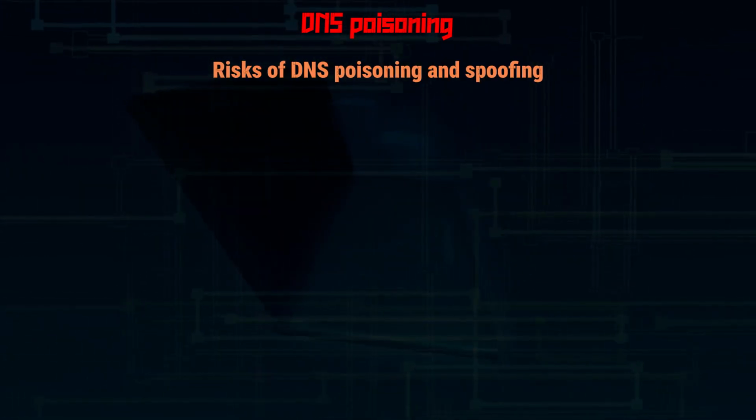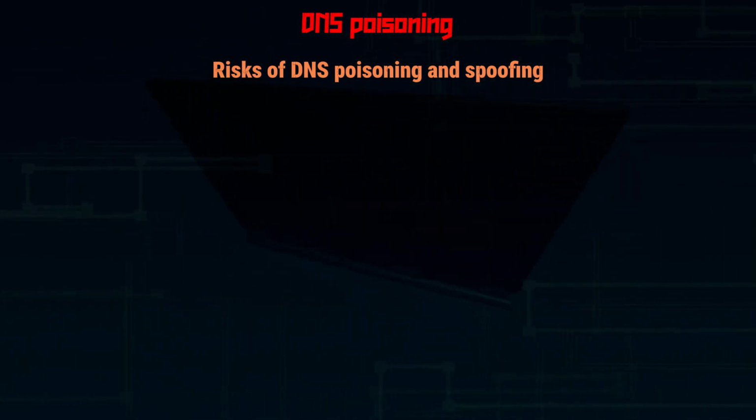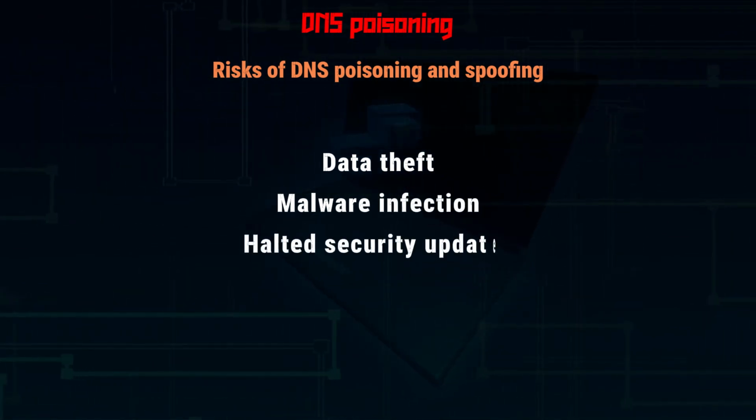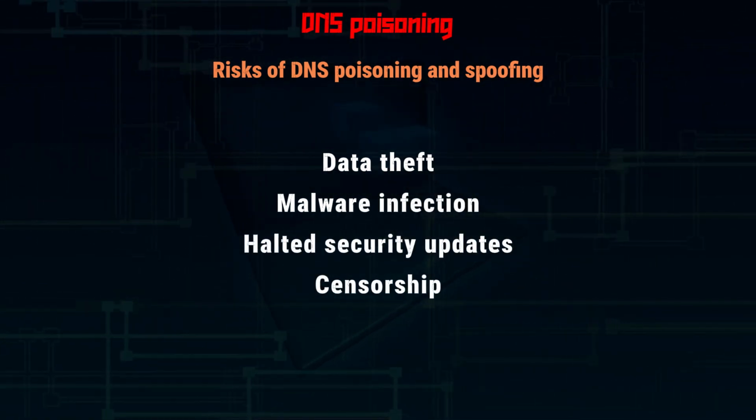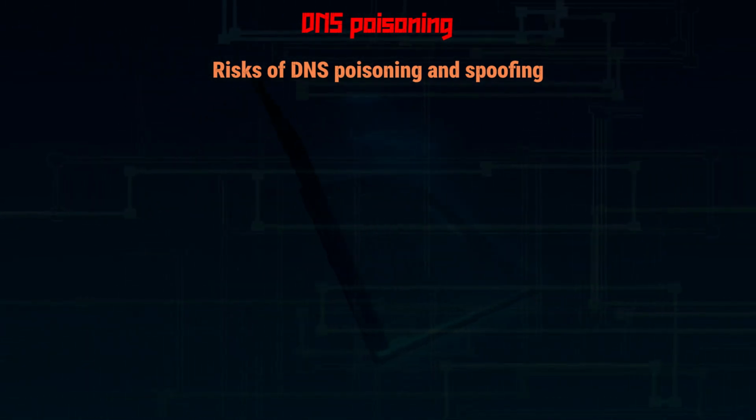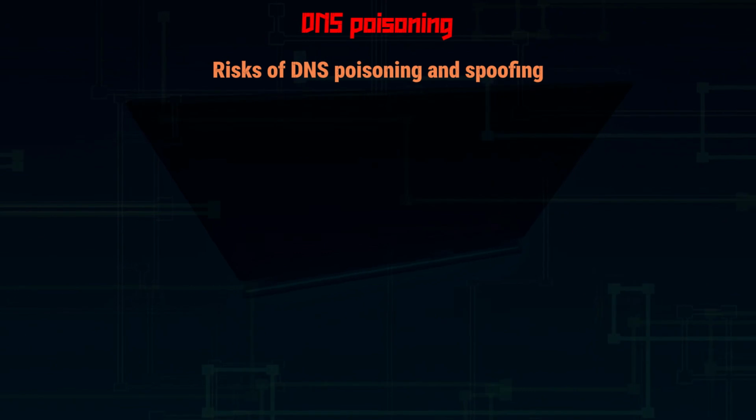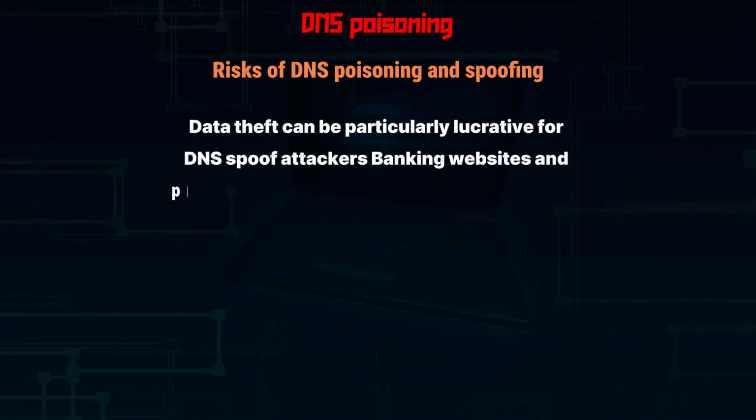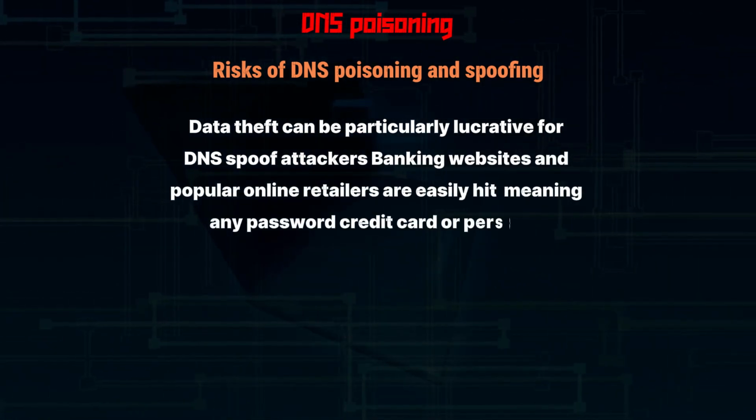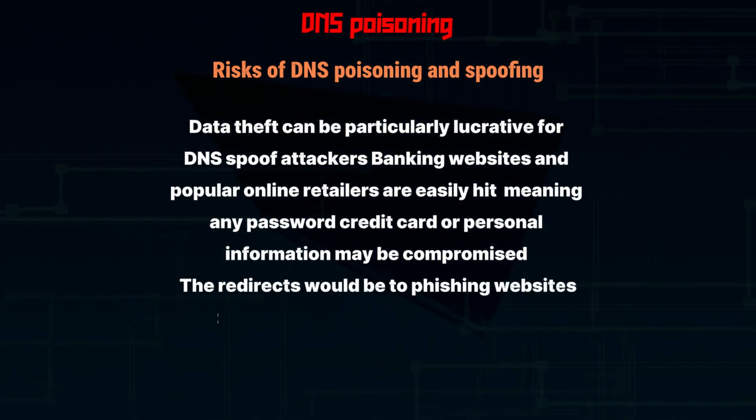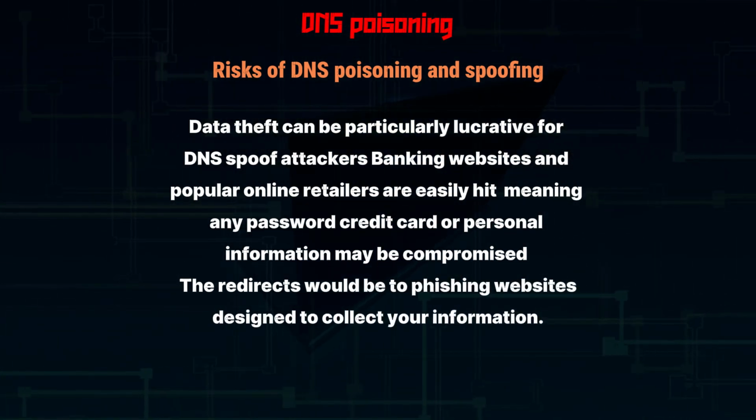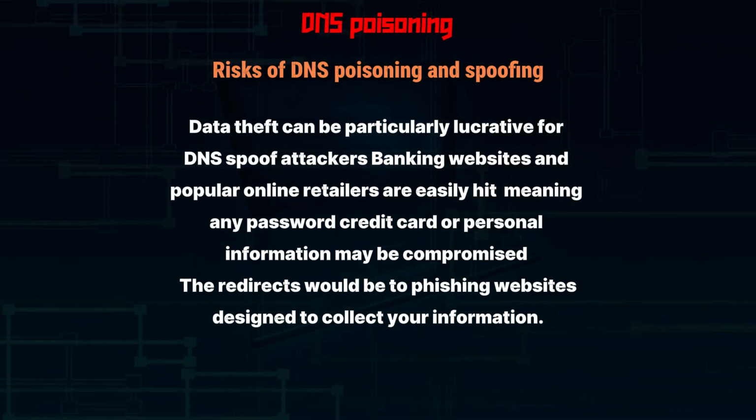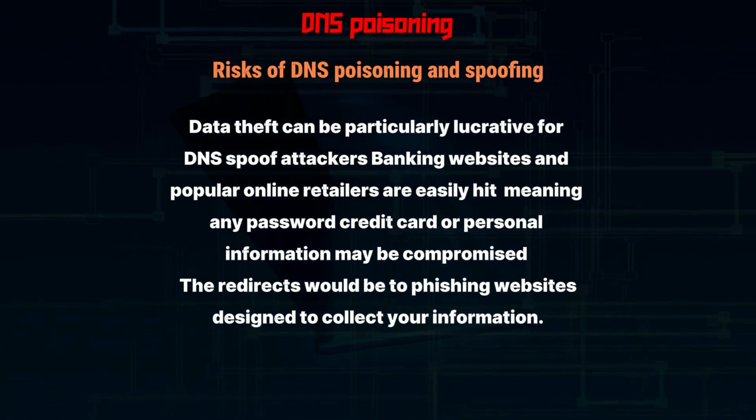Risks of DNS poisoning and spoofing. Here are some common risks of DNS poisoning and spoofing: data theft, malware infection, halted security updates, censorship. DNS spoofing poses several risks, each putting your devices and personal data in harm's way. Data theft can be particularly lucrative for DNS spoof attackers. Banking websites and popular online retailers are easily hit, meaning any password, credit card, or personal information may be compromised. The redirects would be to phishing websites designed to collect your information.